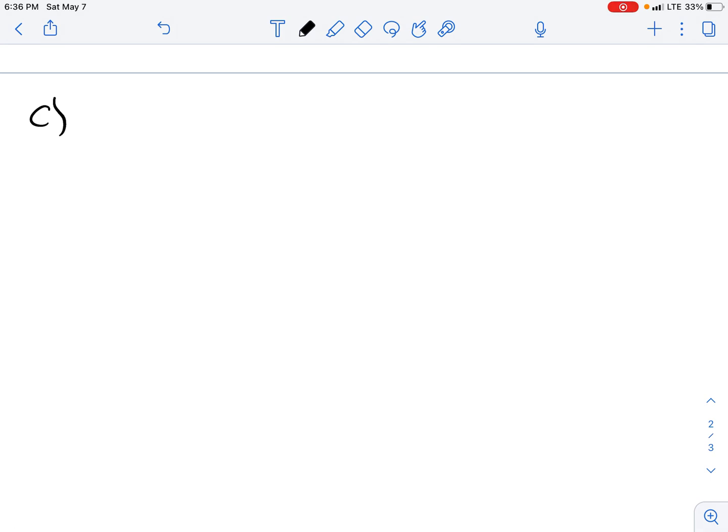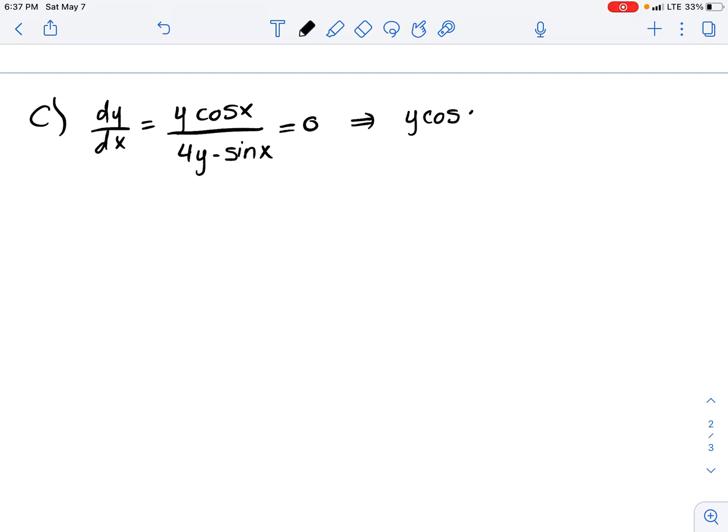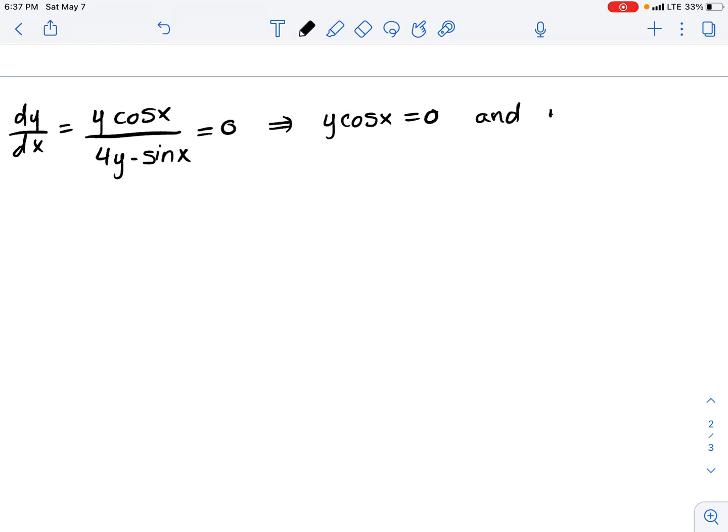So we're going to say that dy/dx is equal to y cosine of x over 4y minus sine of x is equal to 0. Okay, so I want to set that equal to 0. And now when is this rational function going to be 0? Well, when the top is equal to 0, right? So y cosine of x is equal to 0. And when the bottom is not equal to 0, right?